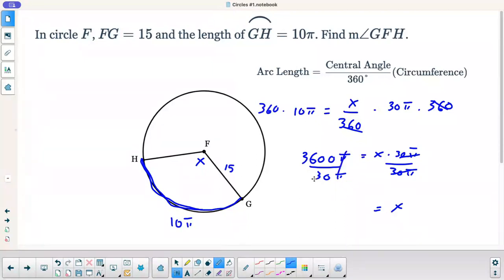So these pi's will cancel, and then that goes in there. Cancel these zeros. I get 360 over 3 gives me 120 degrees. So same formula, just a little more algebra required with that problem.